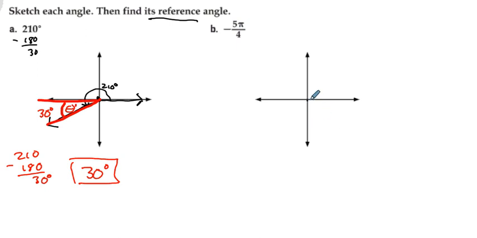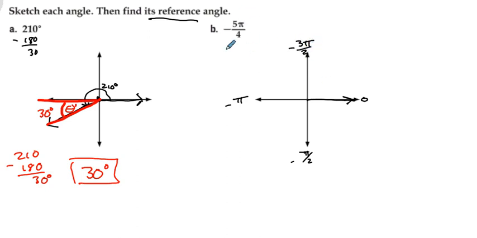We're starting here, and then it's negative 5 pi over 4. So if you remember when we're talking about radians, we have 0, and then we have pi over 2, which is your 90-degree mark, and then pi. These would be negative going this direction, because this is the direction we're going, and then this would be negative 3 pi over 2.